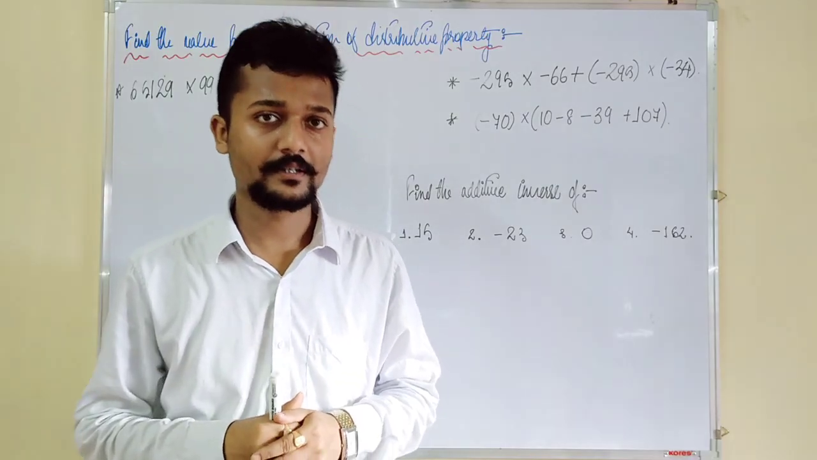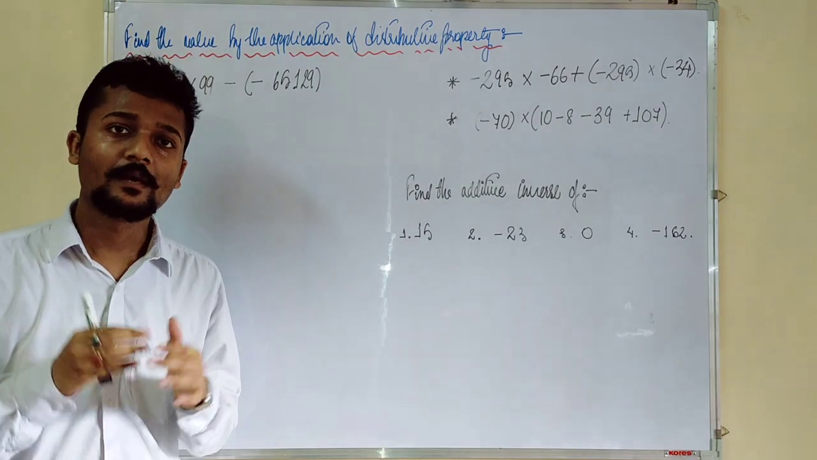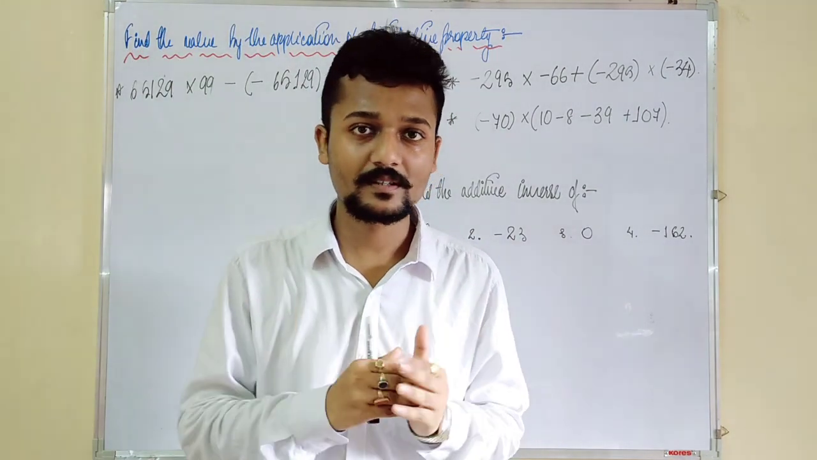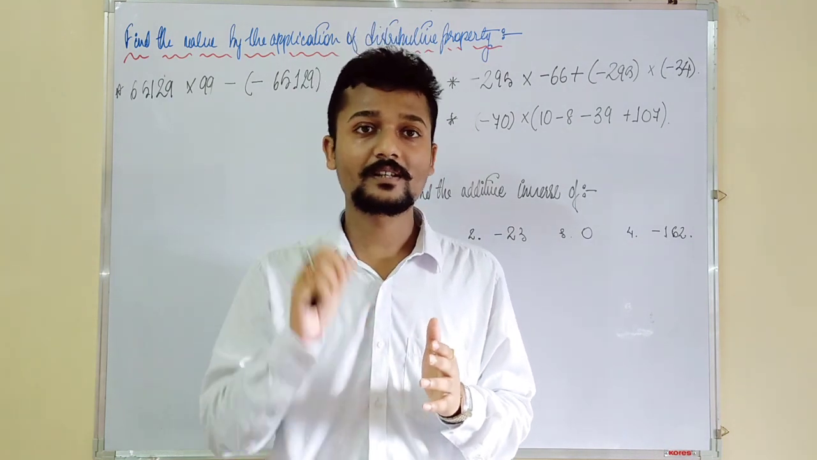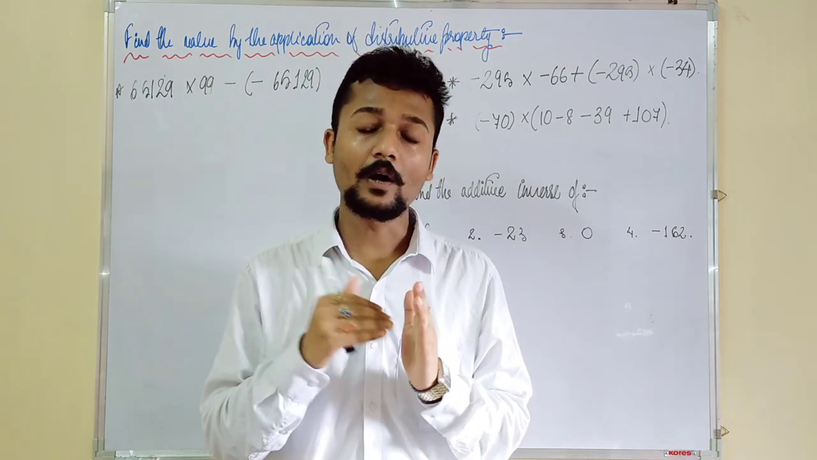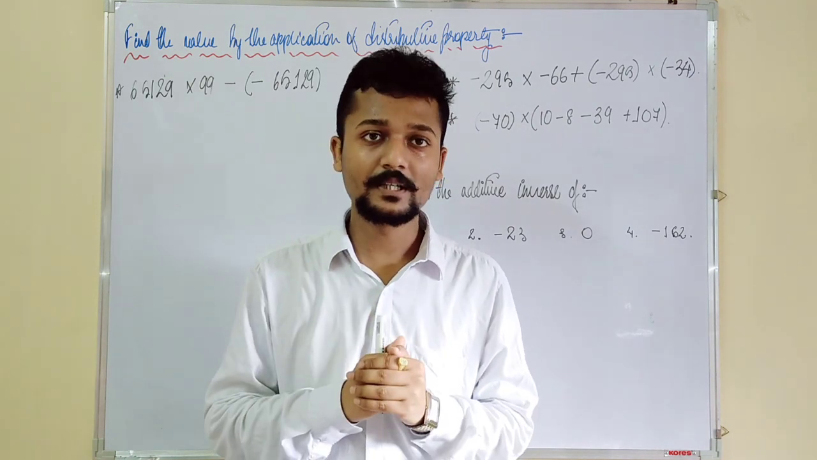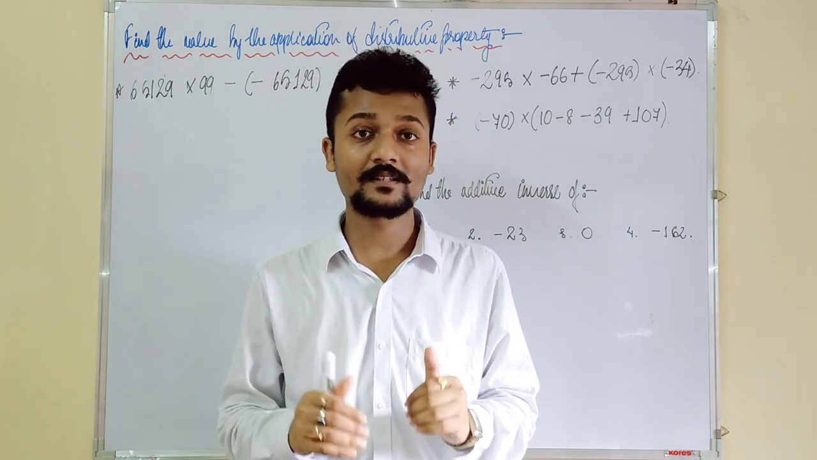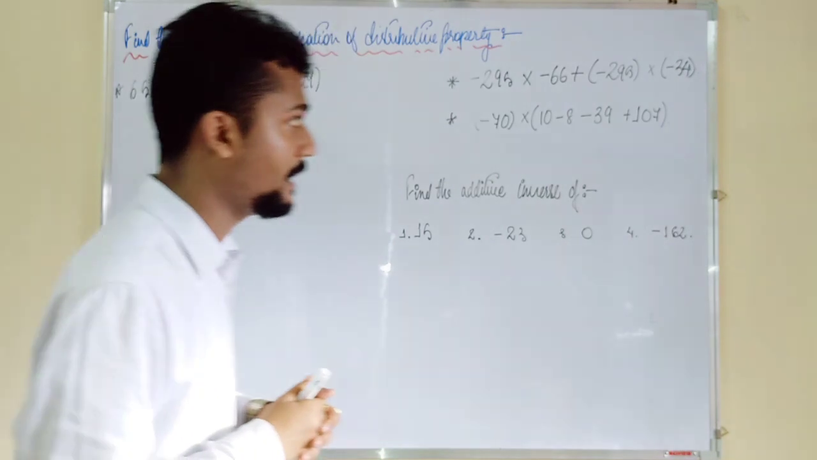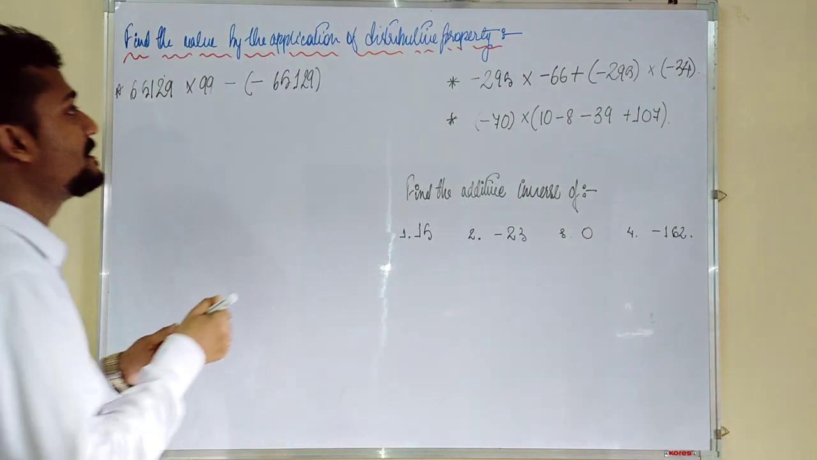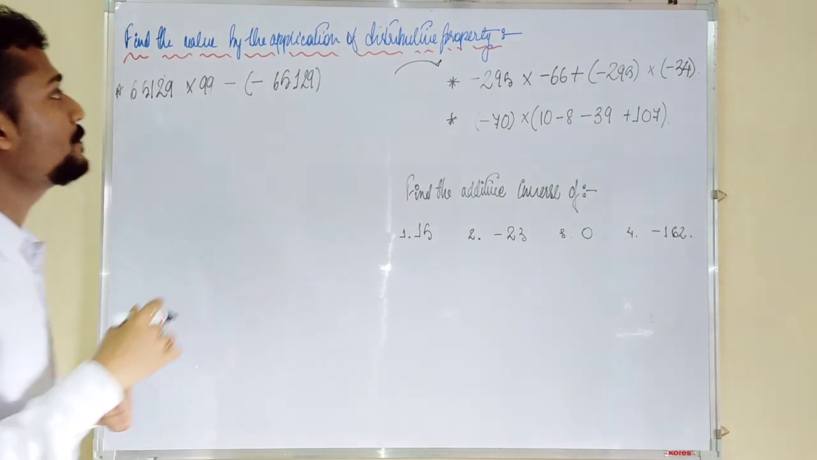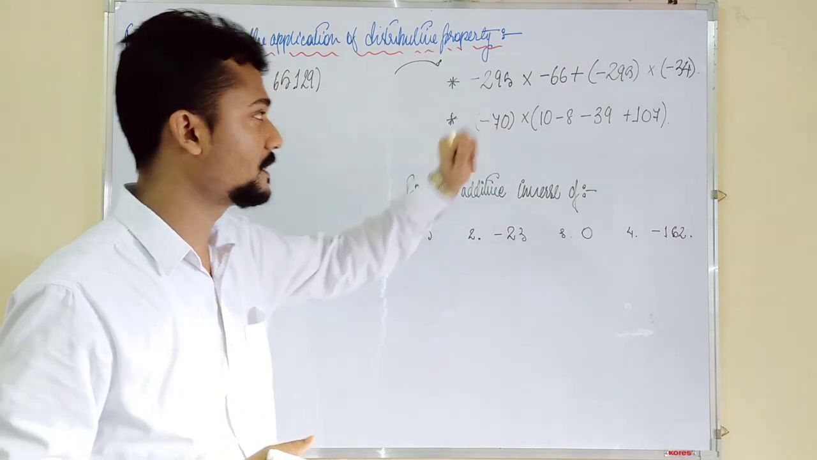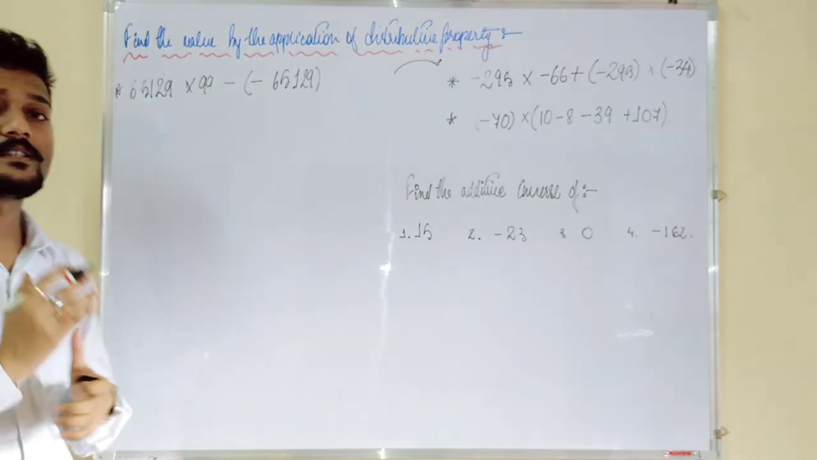So we have briefly learned about the various properties of integers, and where to use those properties we also saw in our previous fill in the blanks. Now we will learn, if a particular question is given, how we can apply the various properties and find the answer in the easiest possible way. So let's see one of the properties, the distributive property. Find the value by the application of the distributive property.